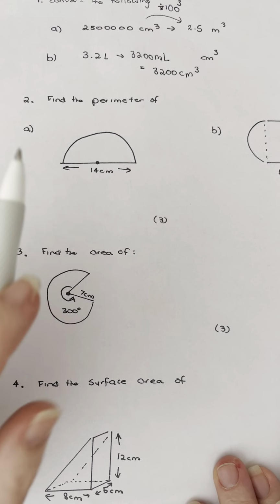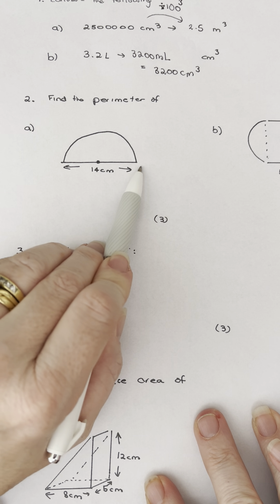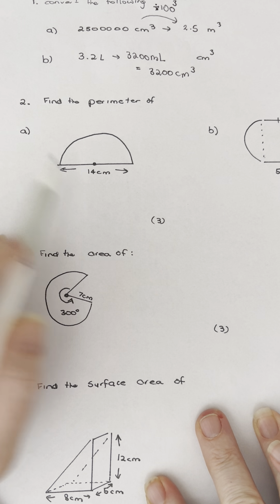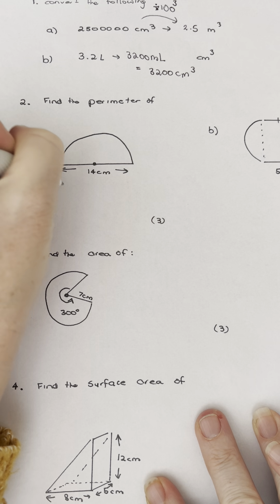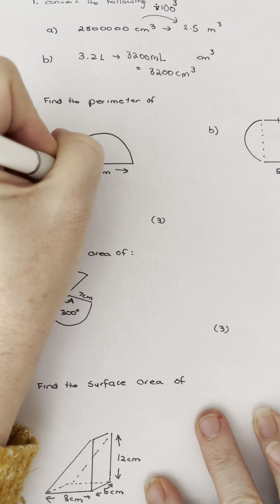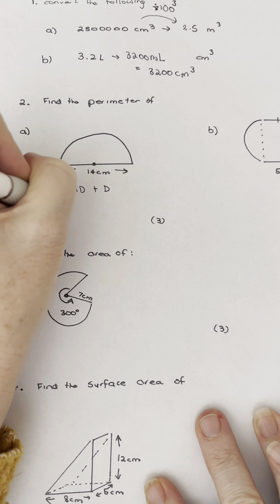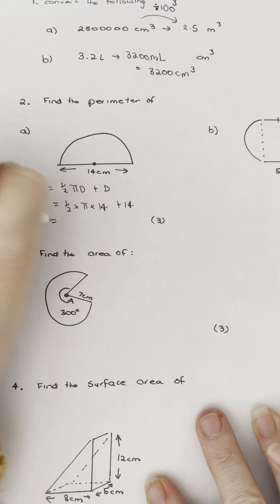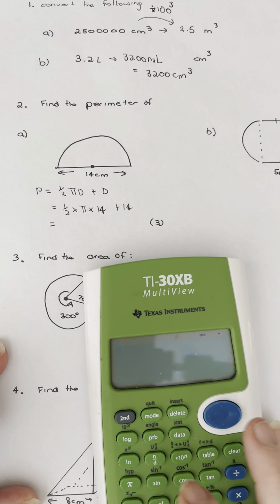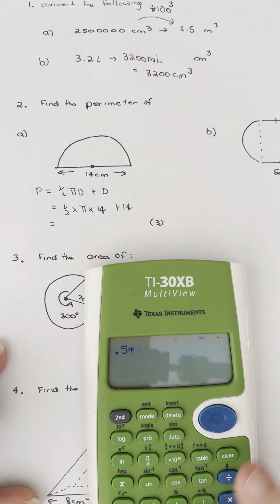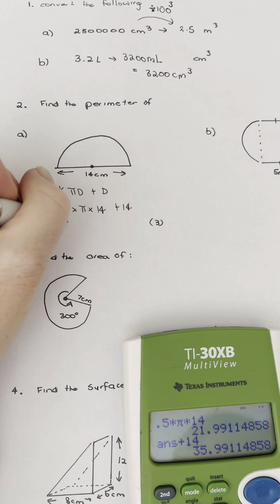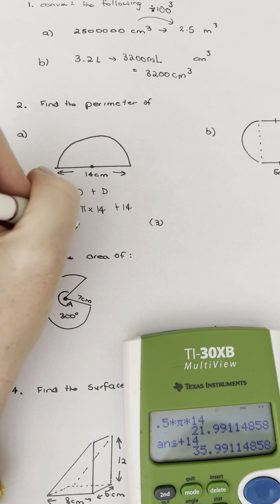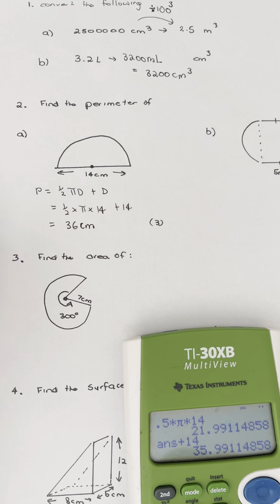Then we have some perimeter questions. So we've got a half circle here with a base of 14. So that means when we're working out the perimeter, we've got a half of pi d plus the d. So we've got a half times pi times 14, and then we're going to add 14 onto our answer. So on our calculator, 0.5 times pi times 14 is 21.99, and then we're going to add 14 to our answer, and we get 35.99, which I'm just going to round to 36 centimetres there.